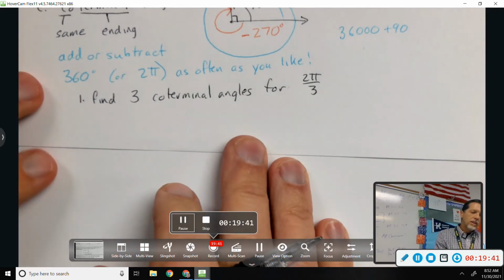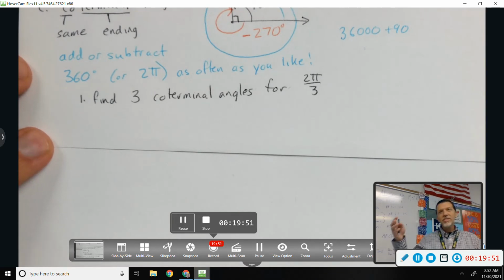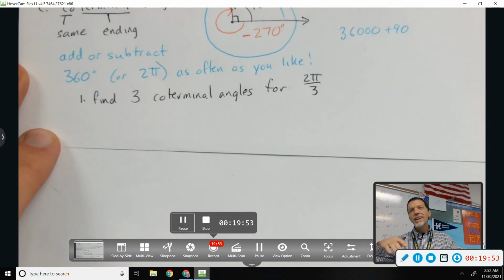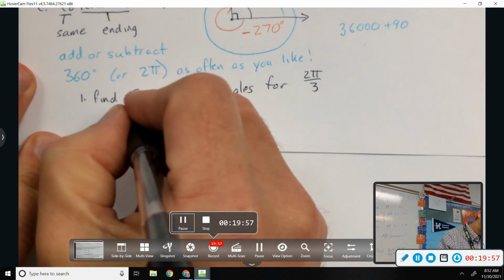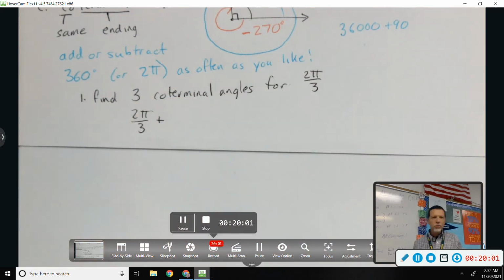Can you not just convert it to degrees and then do it the other way and convert back? You could do that. So the question was, can we convert it to degrees, add 360, and then convert back? Yes. That's annoying. Don't do that, because what do I need to add if I want to get a coterminal with 2 pi over 3? I mean, it's not wrong. I just don't want you to do it that way.